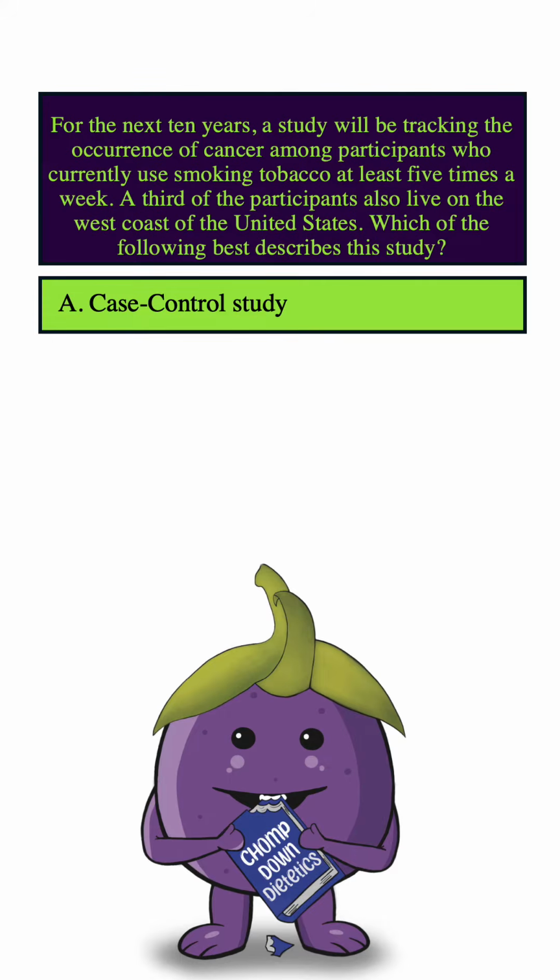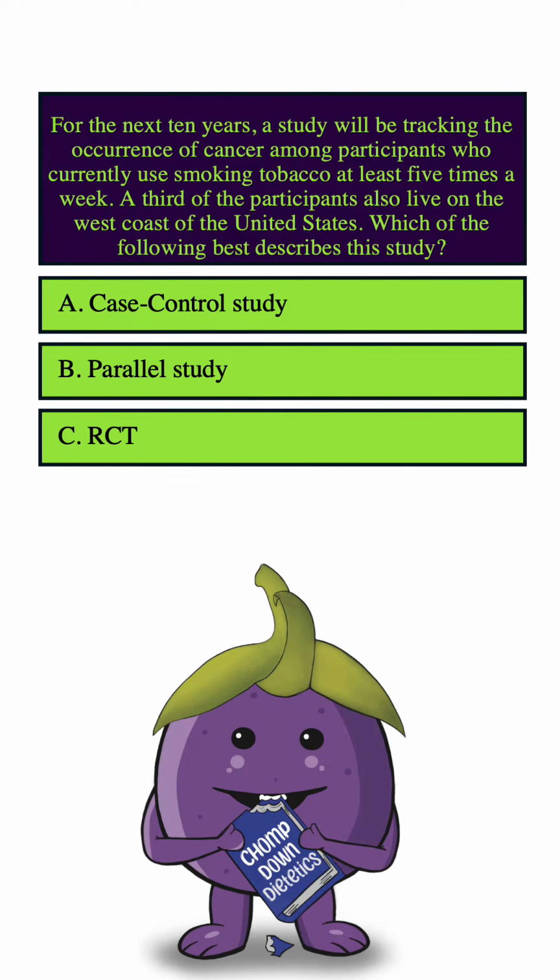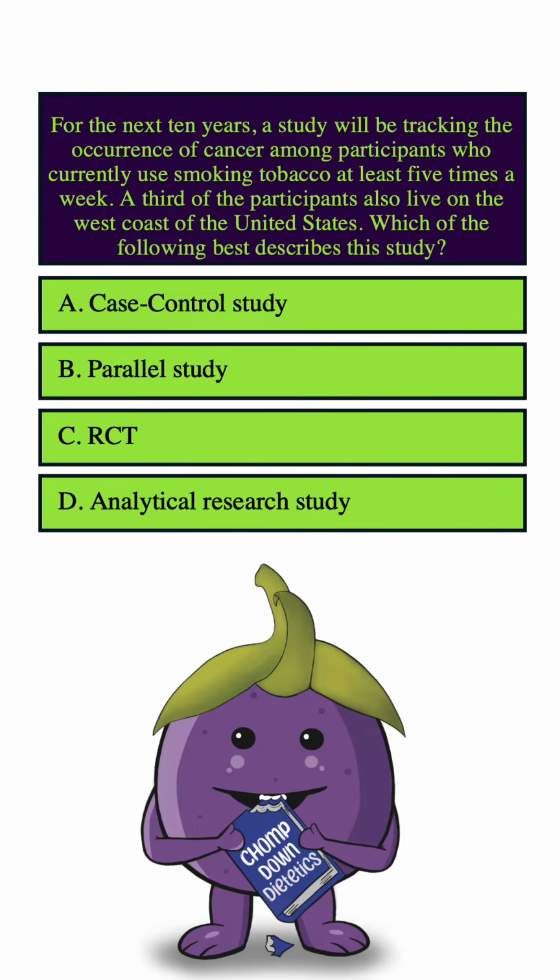A. Case control study. B. Parallel study. C. RCT. D. Analytical research study. So the key word here is tracking. If you're tracking something, you're seeing what is going to happen. So it's prospective. So let's highlight the word tracking.